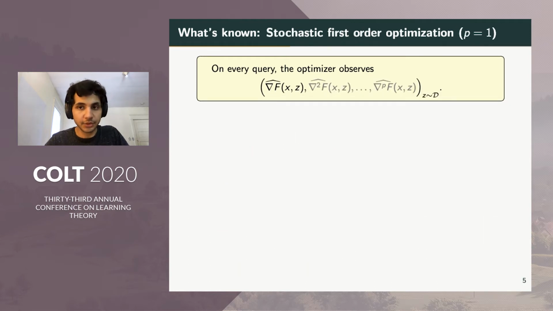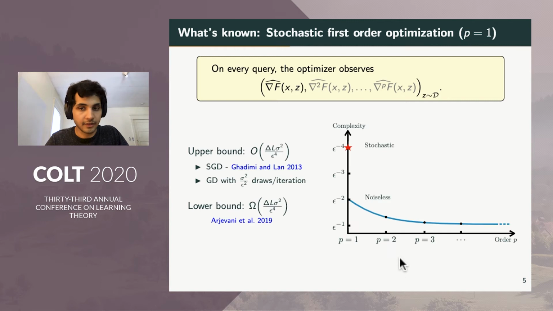Let us now see what is known in the stochastic setting. When p is equal to 1, that is in the first order stochastic optimization, SGD achieves the rate of 1 by epsilon to the 4. This rate was recently shown to be optimal for first order methods by Arjevani et al. The same rate can also be obtained by an alternate algorithm. That is, pick the corresponding first order algorithm in the deterministic setting, but instead of using the exact gradient, draw sigma square by epsilon square queries on every iteration and use the empirical estimate of the returned stochastic gradients with the deterministic algorithm.